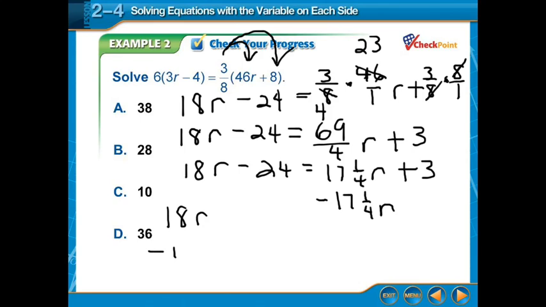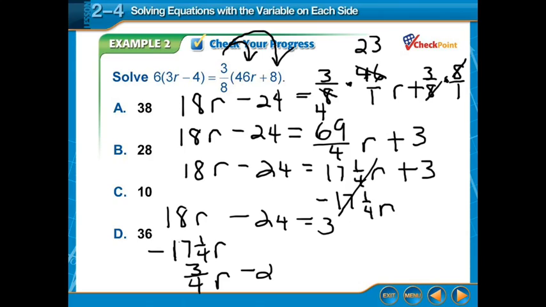18r minus 17 1/4 r, and then I still have my negative 24, and I have 3 because this simplifies out. So 18r minus 17 1/4 r is 3/4 r. Minus 24 equals 3. This is a very long problem. Add 24 to both sides.